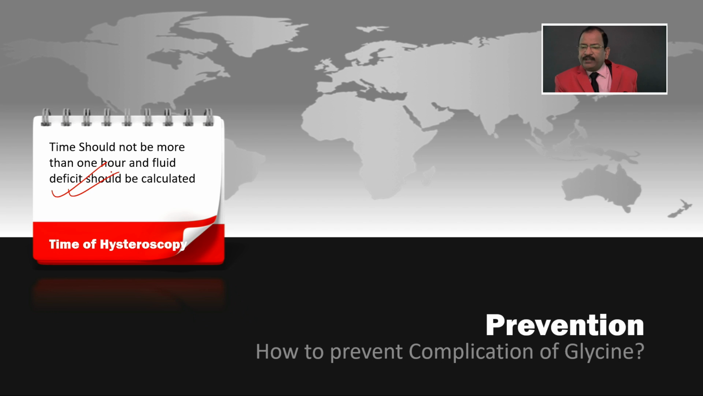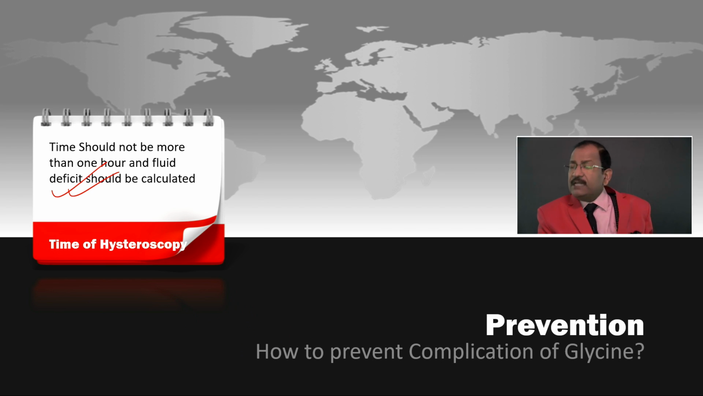Fluid deficit should be calculated. Suppose 3-liter bottles of glycine are available. If 2 bottles are used and once it is coming out, only 4 liters have come back, that means 2 liters is lost, a deficit. Now where can it be lost? One, it can go into the abdominal cavity through the tube, which you will see by laparoscope suction.